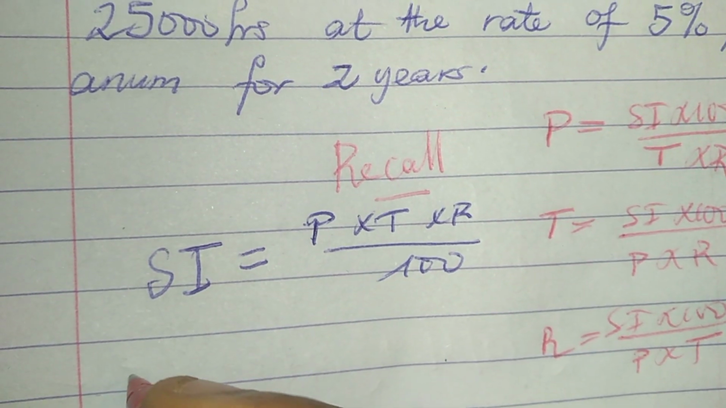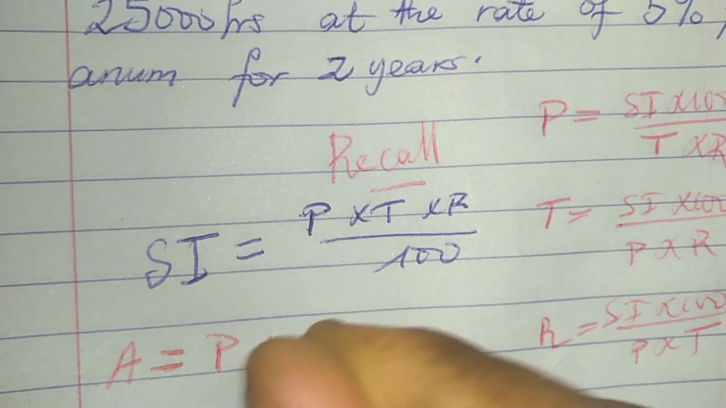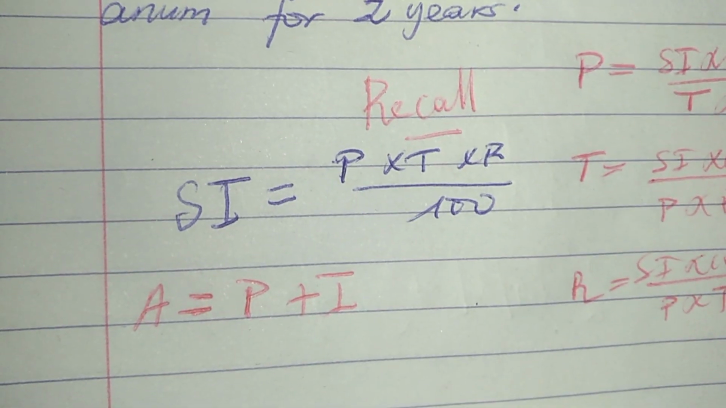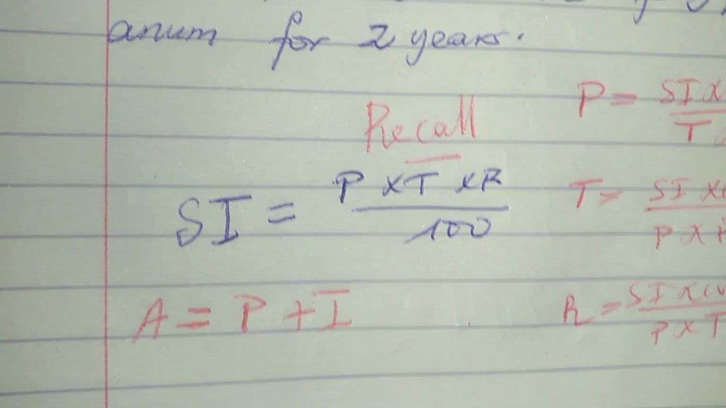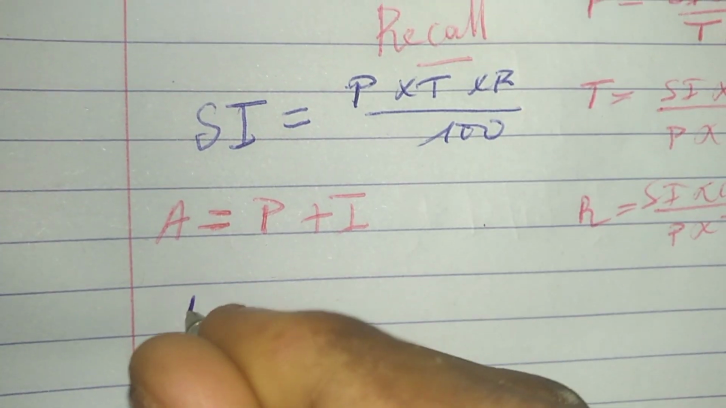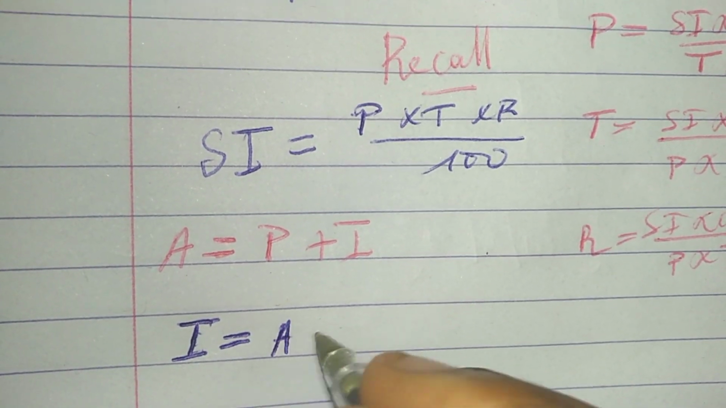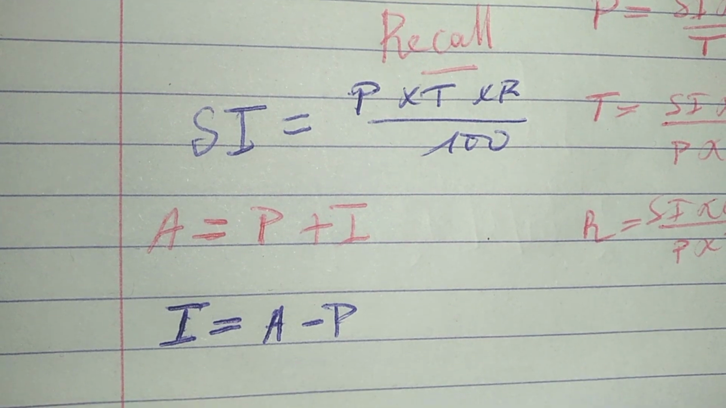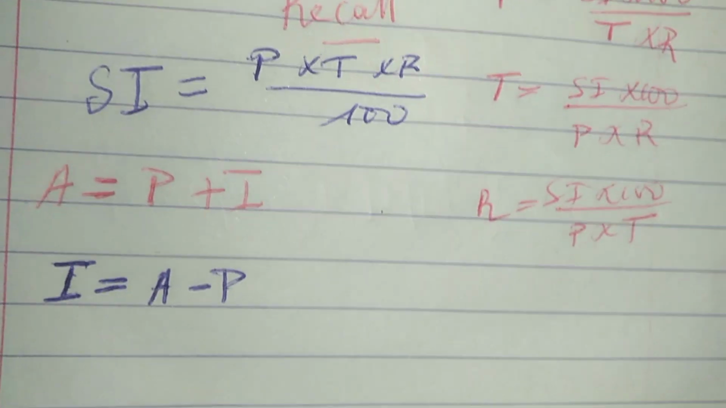Now, in case you are asked to calculate the amount, you need to know that the amount is equal to the principal plus the interest. And it means that in case you are given the amount and you need to find the interest, you can calculate the interest like this: interest equals amount minus principal. Now let's go to the question. So solution.